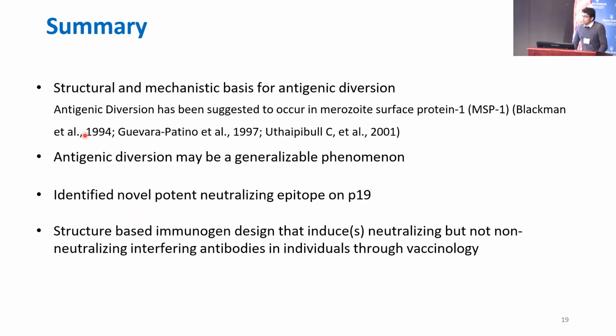As a summary, these complex structures provide a structural and mechanistic basis for antigenic diversion. Antigenic diversion has been observed in merozoite surface protein 1, and that has been proposed from studies analyzing naturally acquired polyclonal antibodies. Antigenic diversion may be a generalizable phenomenon applicable to other pathogens that can evade the host immune response by simply exploiting the binding attributes of these human antibodies. And we identified a novel potent neutralizing epitope on P19. A solution to overcome antigenic diversion is structure-guided design of immunogens that elicit only neutralizing antibody responses, but not non-neutralizing antibody responses.